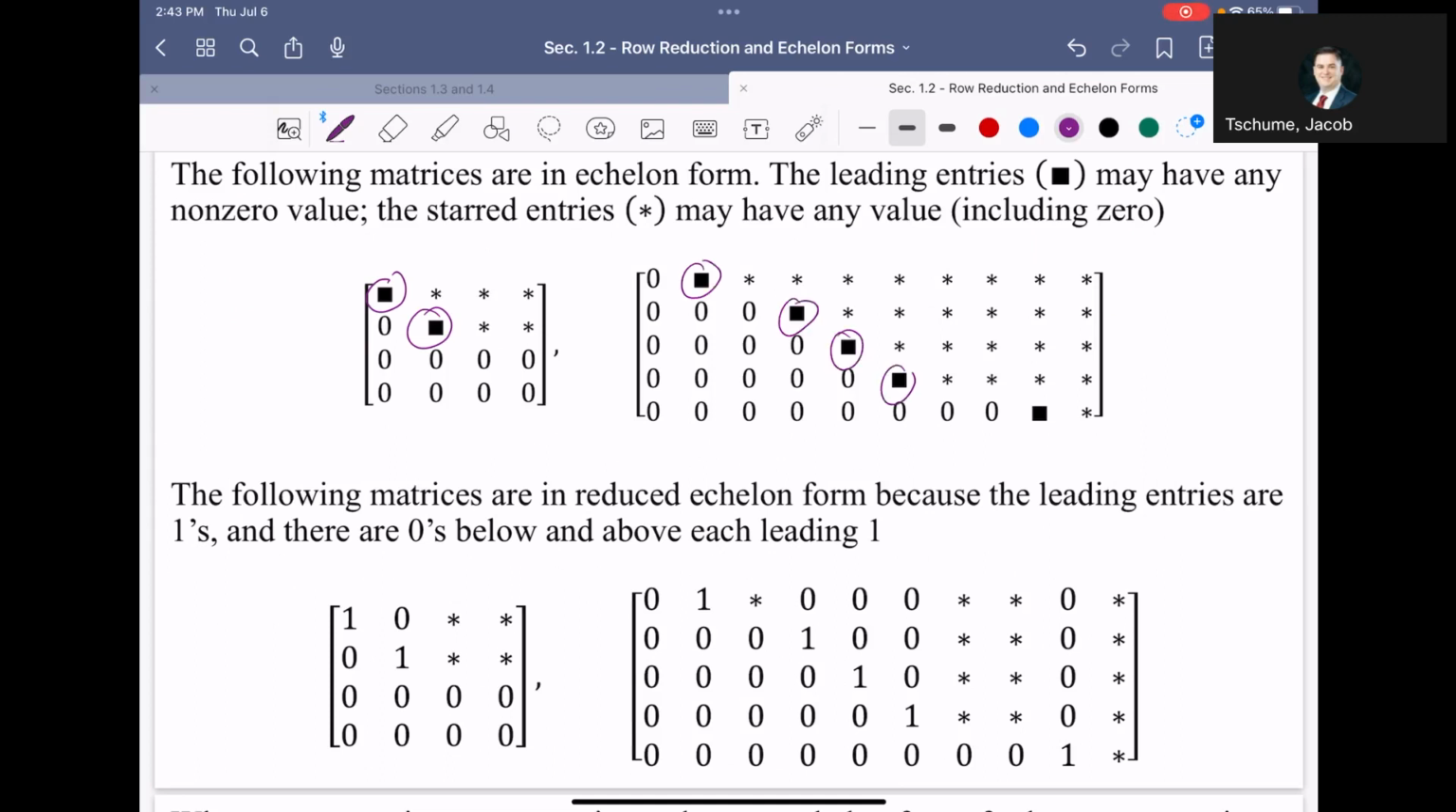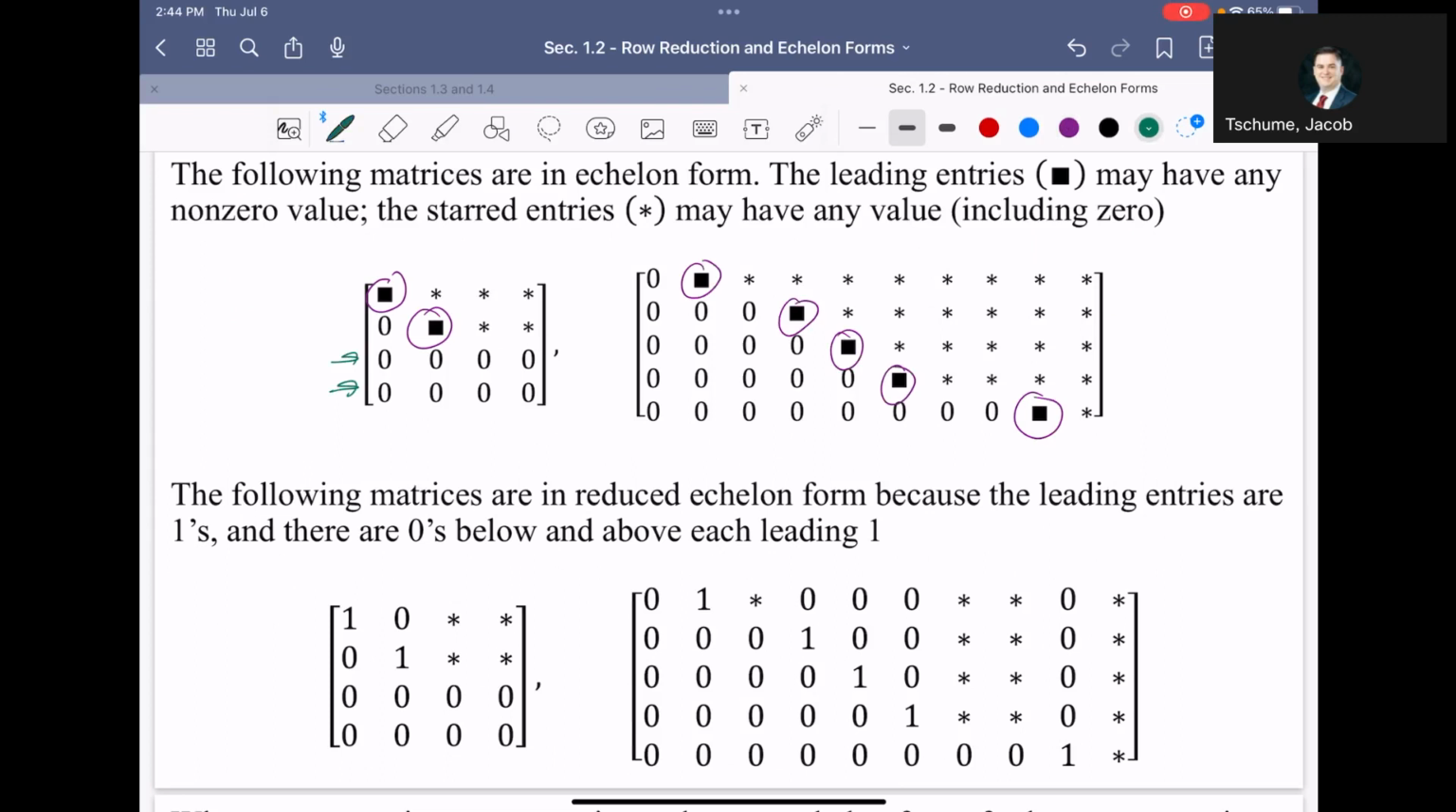So let me circle all these as well. And then any rows of all zeros, which in this first matrix, there are 2 rows of all zeros, those are on the bottom. That's enough to suffice for echelon form of a matrix.